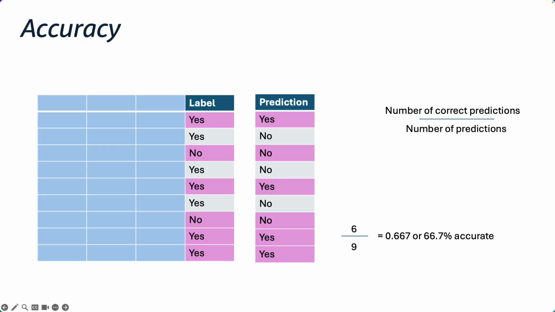So first we count how many predictions there are, and there are 9 predictions. Now we count how many of the predictions are correct and where the model was right. So that would be where the label matches the predictions. So we want to count both the true positive and the true negatives, and there are 6. So then we divide 6 by 9, and that equals 0.667 or 66.7% accurate.